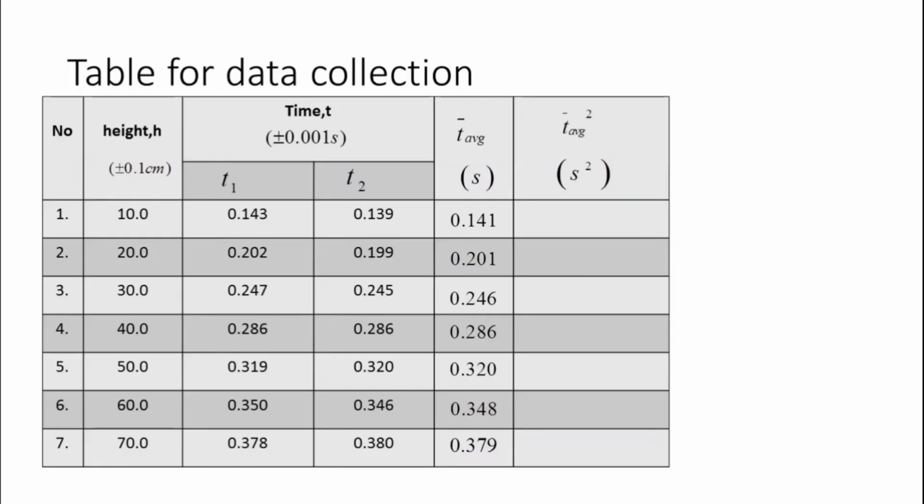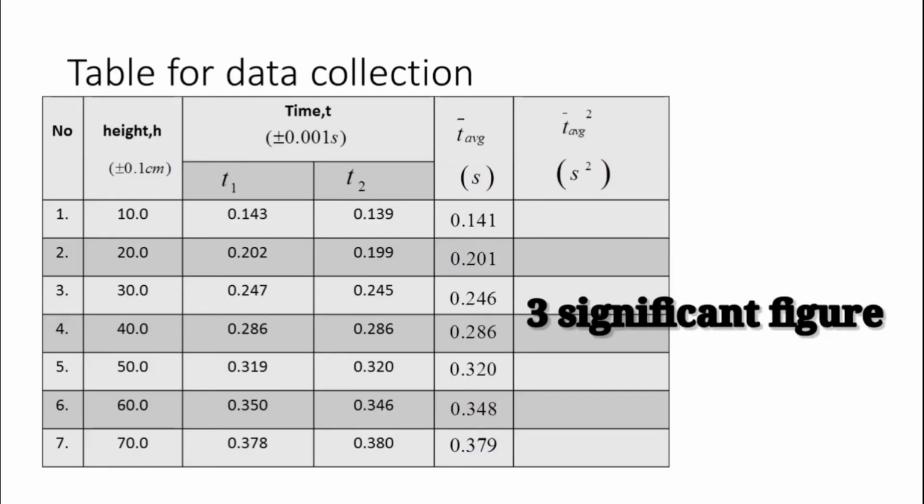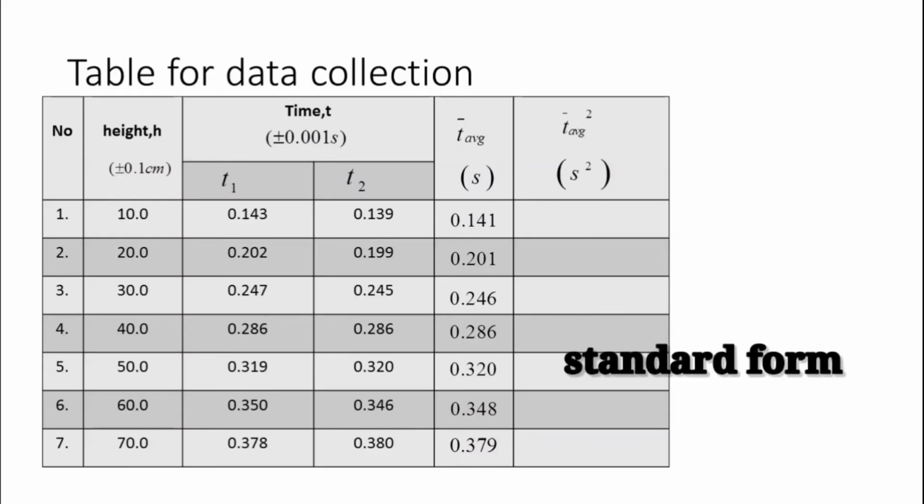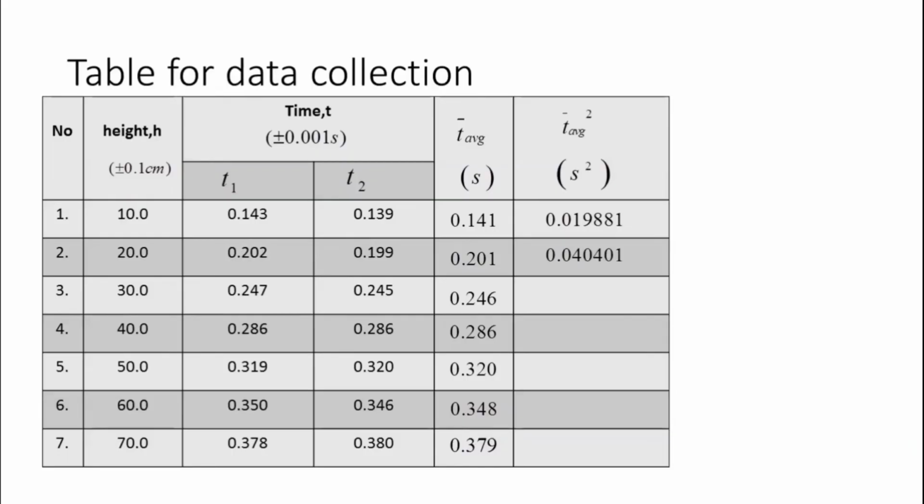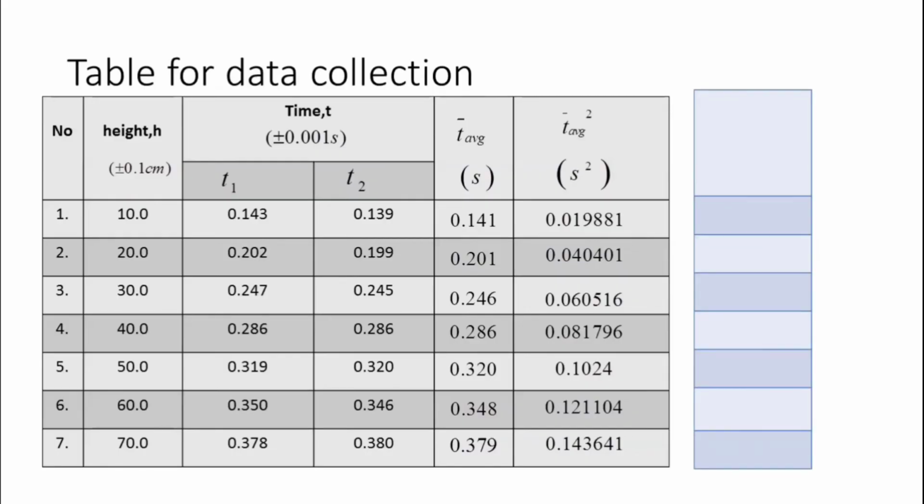The value of the average t has 3 significant figures. Thus, the value of t square must also have 3 significant figures. We are going to round off the value of t square to 3 significant figures and write the value in standard form. If we square the average value of t, we get 0.019881 for the first reading. This is the value for the first, and likewise for the second, the third, the fourth, the fifth, the sixth, and the seventh. So, we need to round off all these values to 3 significant figures, and we are going to write them in standard form. We are going to add another column here.